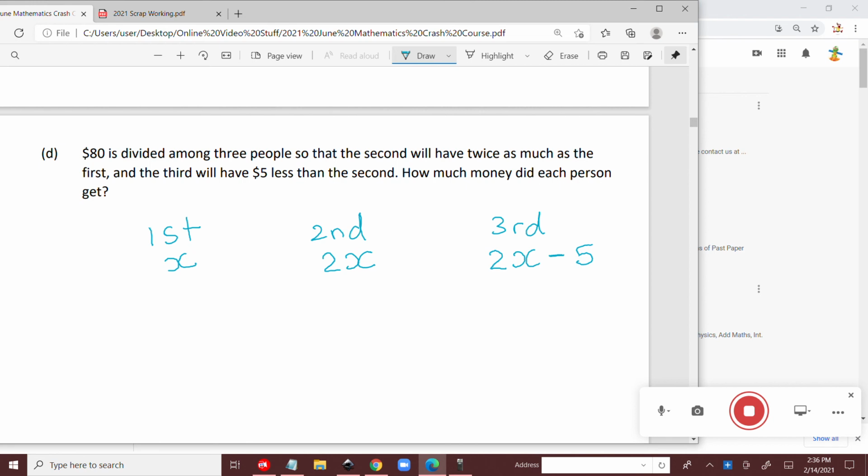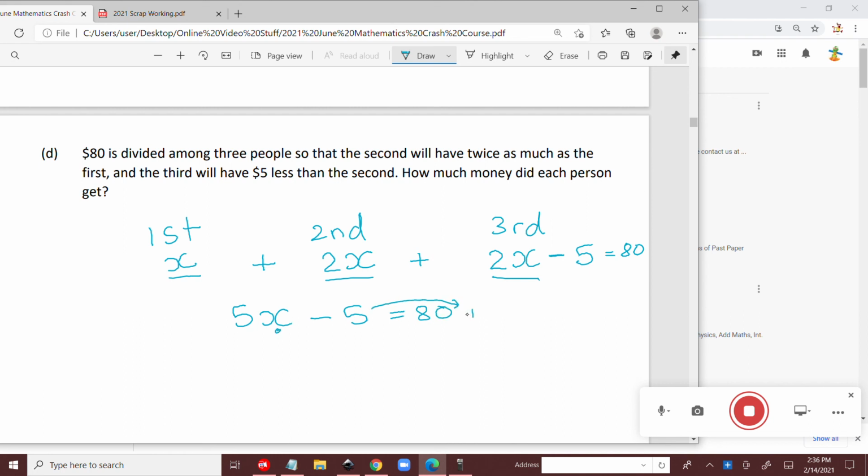How much did each person get? It seems to me we have to solve for X first here. If we add up all 3, we're supposed to get back the 80, because remember the 80 was divided amongst the 3 persons. So this is basically just a solve for X in a linear equation. Let's add up all the X's. X plus 2X is 3X, plus 2X is 5X. So 5X, and then we have a minus 5 there, is equal to 80.